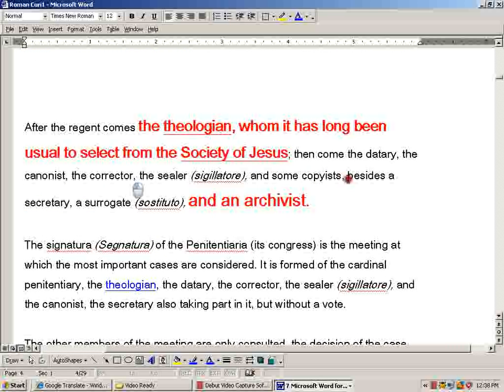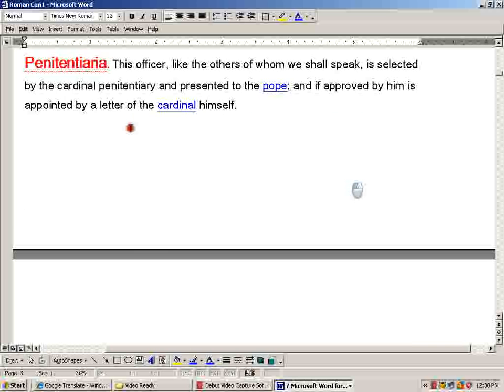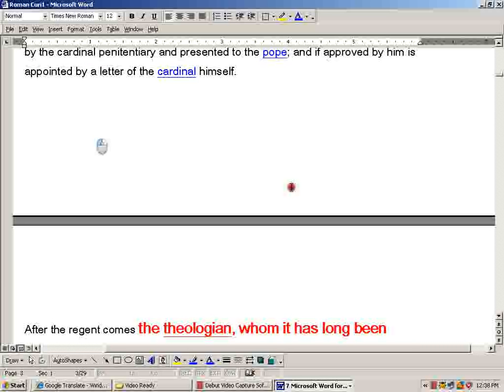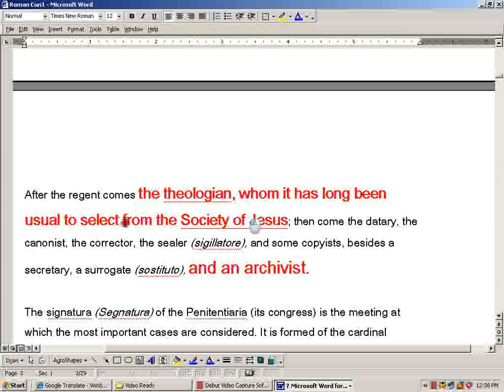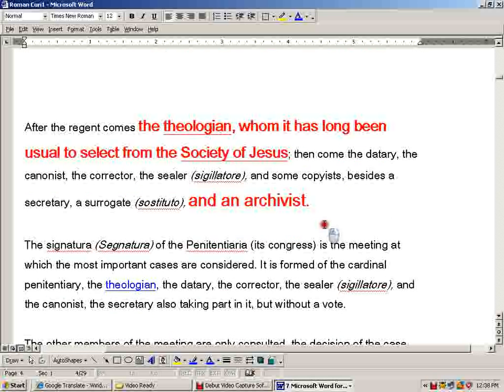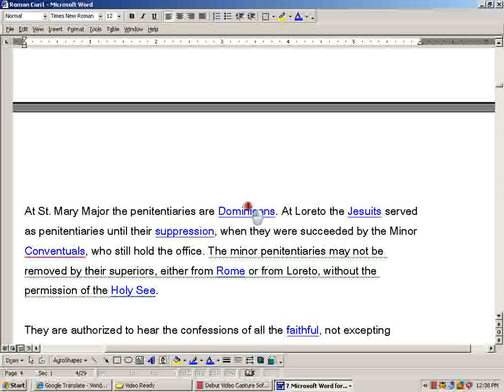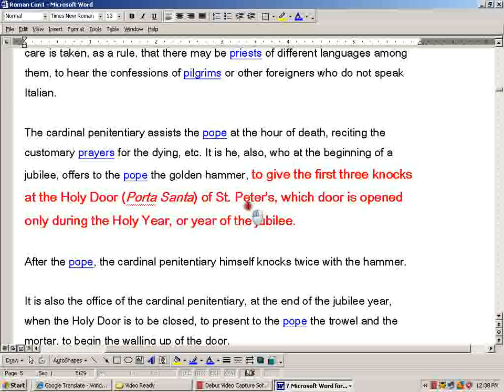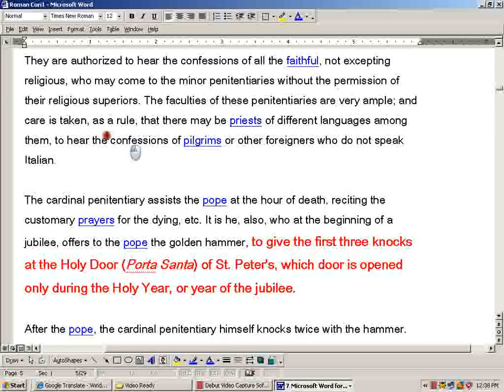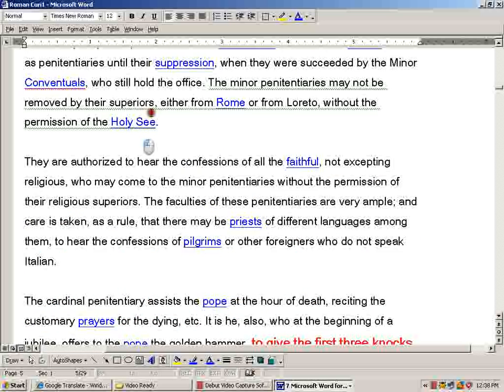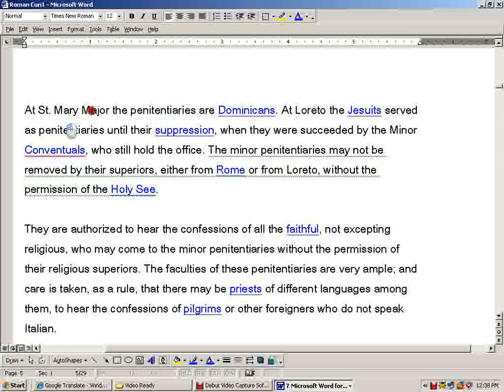Region of the penitentiary. Okay, so what do we have? After the regent comes a theologian who has long been usual to select from the Society of Jesus. That would be a Jesuit. And they got an archivist. Right, so this is just about the offices. This is the interesting thing. The Cardinal Penitentiary, so first of all, where are we at? We're talking about at St. Mary Major, the penitentiaries are Dominicans, at Loreto, Jesuits.